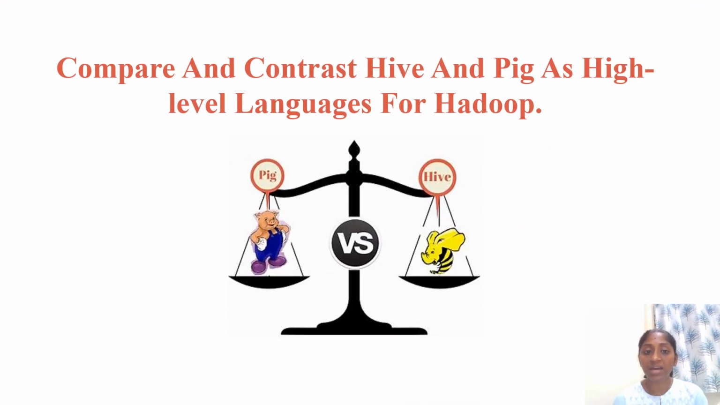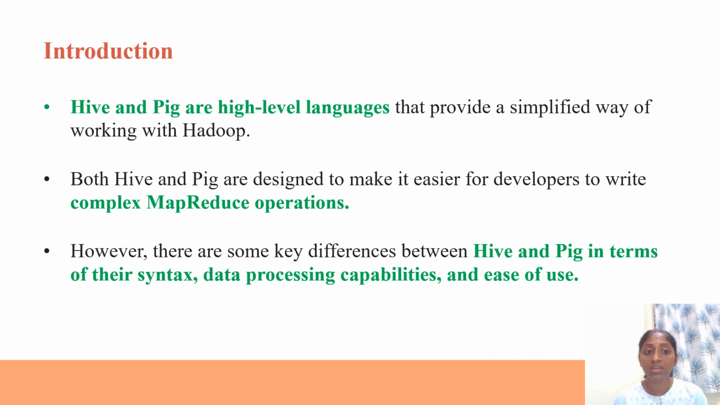Now, let's compare and contrast Hive and PIG as high-level languages for Hadoop. Here is an introduction. Hive and PIG are high-level languages that provide a very simplified way of working with Hadoop. Both Hive and PIG are designed to make it easier for the developers to write complex MapReduce operations. However, there are some key differences between Hive and PIG in terms of their syntax, data processing capabilities, and ease of use.